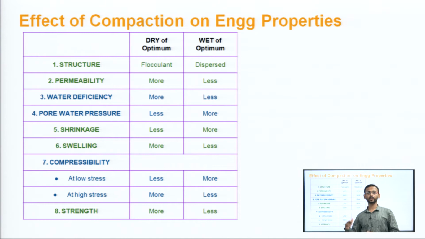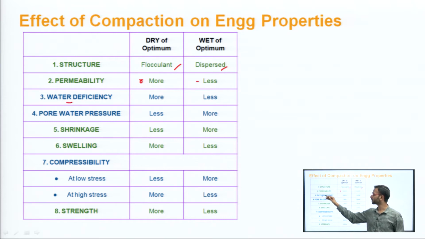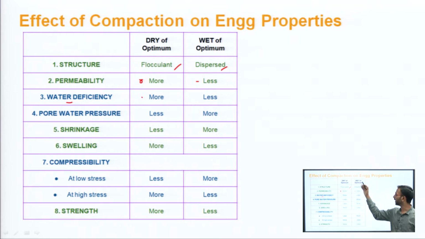So I have simply arranged the entire thing that we have studied. Structure, flocculent and dispersed; permeability on dry of optimum was slightly more, and on wet of optimum it was slightly less. When we talk about water deficiency, water is more deficient on dry of optimum, so it is more, and on wet of optimum water is already present, so water deficiency will be slightly lesser.